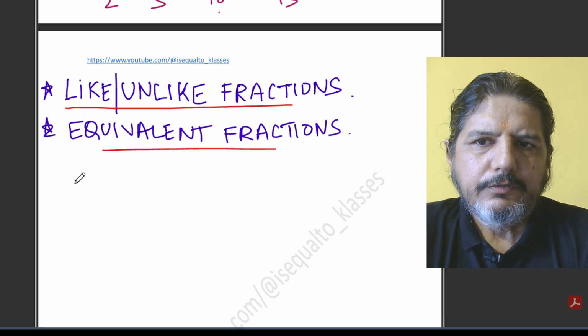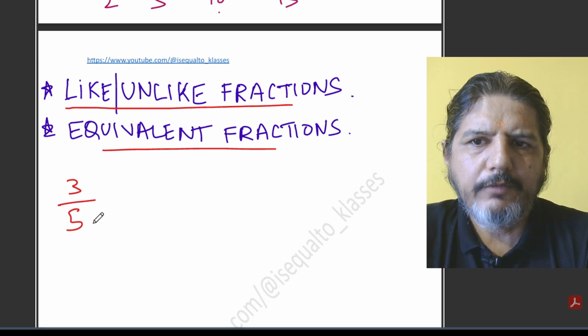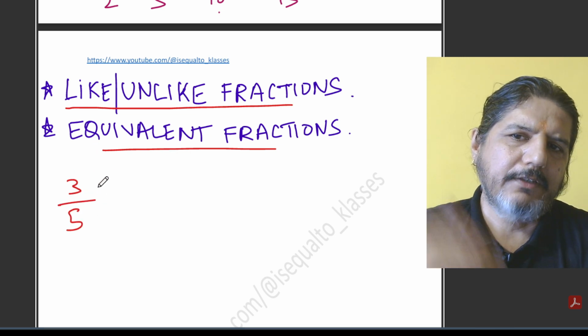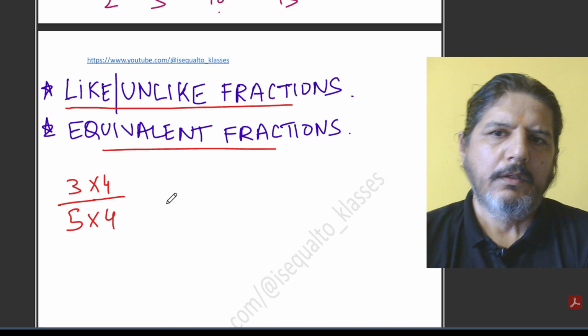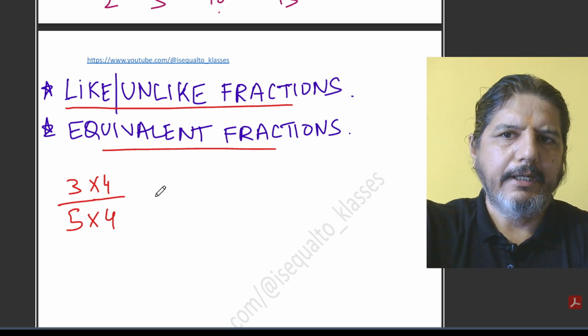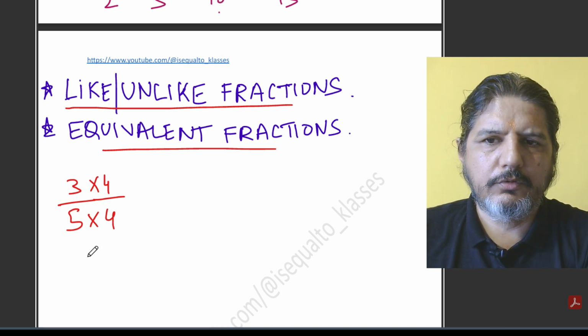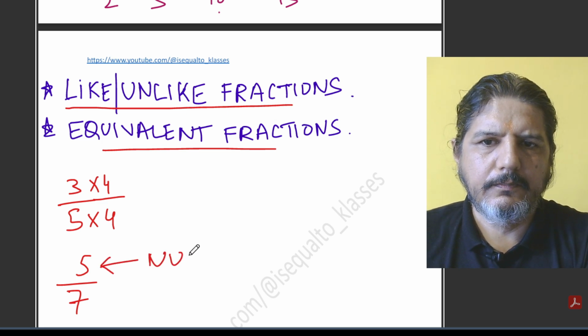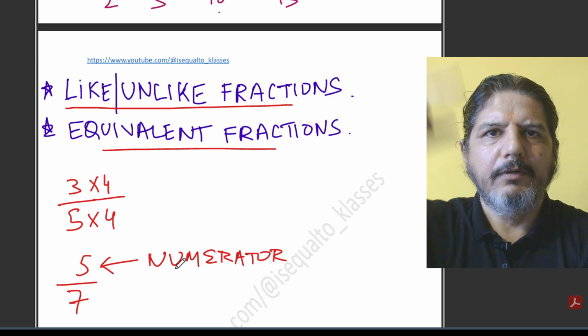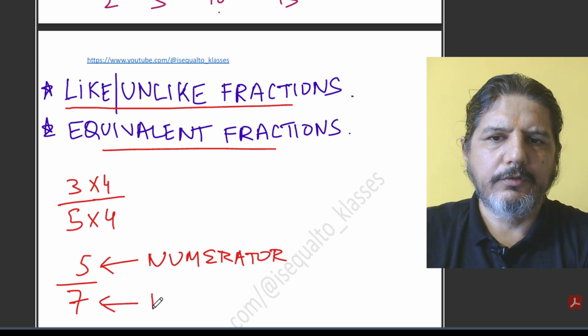So, equivalent fractions. There's a property of fractions. For example, if there's a fraction like 3 by 5, I can multiply the numerator and the denominator by the same number. I hope you know, the number above is called the numerator, and the number below is called the denominator.